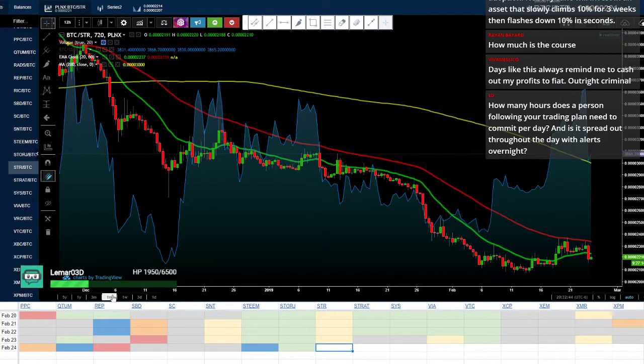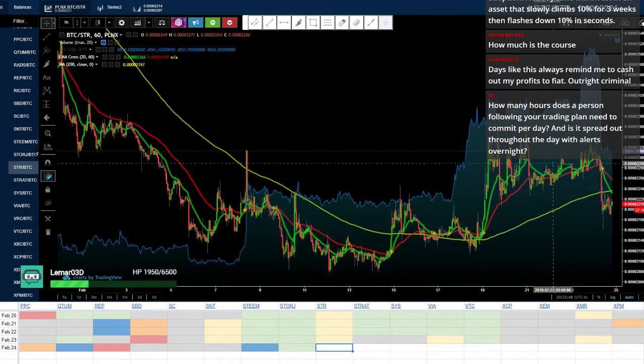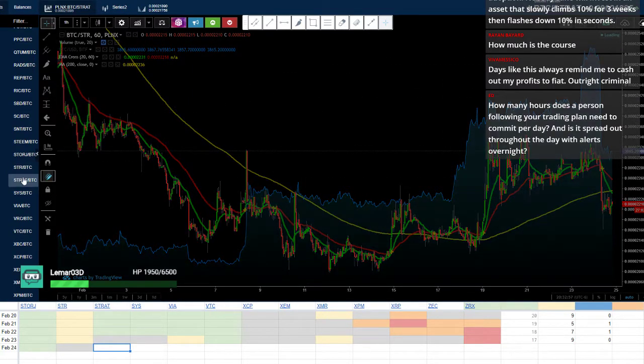So Stellar pulled back, so it was an alert. I'll put it back to neutral. It has to rebuild up to that alert status again. We're getting almost there.